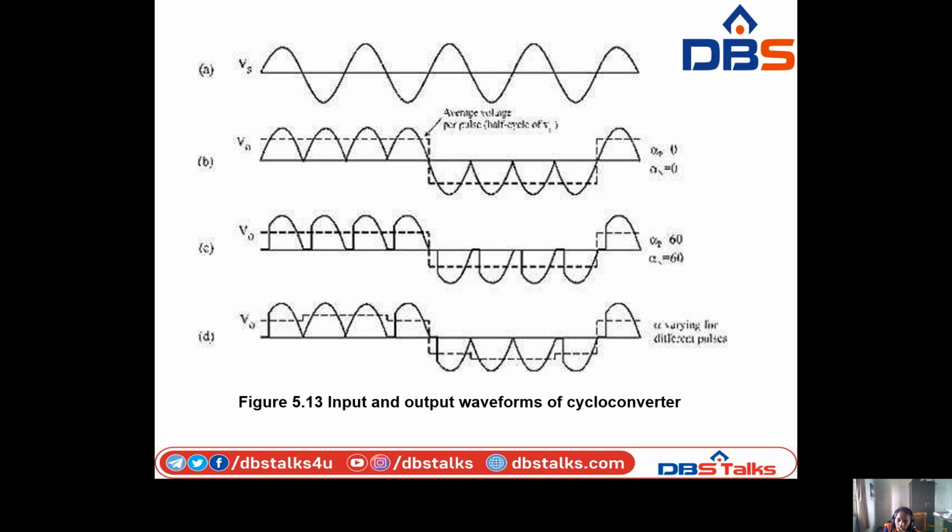So for the positive pulses, this is alpha equal to 60 degrees, and here we have the output voltage for alpha equal to 90 degrees. So this is the output voltage for alpha equal to 0, 60 degrees, and 90 degrees for the positive direction pulses. So these are the input and output waveforms of the cycloconverter.